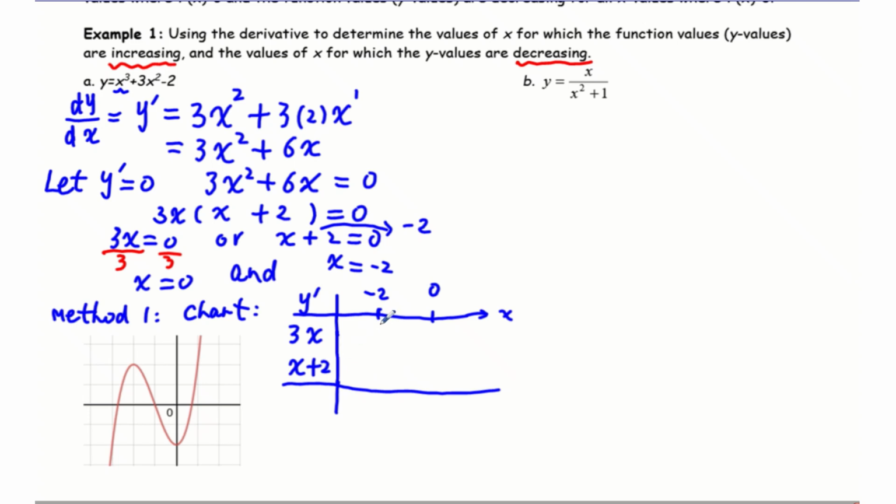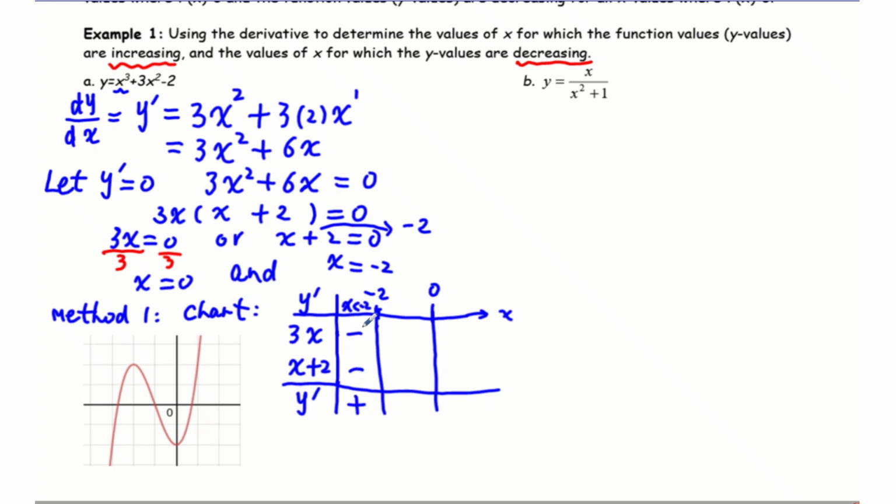We want to find, on the left and the right of where y prime equals 0, whether those factors are positive or negative. So we are going to pick a random number. This one is just on the left side of negative 2, x less than negative 2. We pick one value, negative 3. So negative 3 put here, 3 times negative 3 gives you negative, negative 3 plus 2 gives you negative. Then the final y prime, the factors multiplied together, gives you positive.